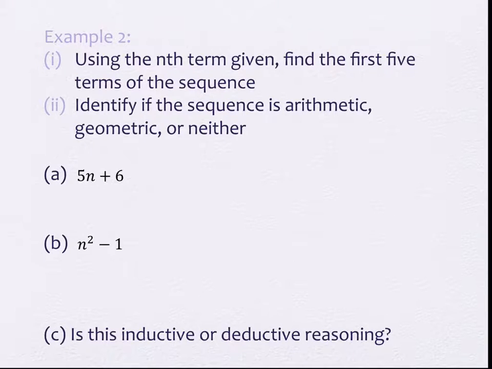Example number 2. This question asks the question by starting with the general term. Using the nth term, the general term, find the first 5 terms of the sequence and then decide, arithmetic, geometric, or neither. So, we're going to let n equal to 1, n equal to 2, n equal to 3, and see what happens. So if n equals to 1, I would have 5 times 1 plus 6.